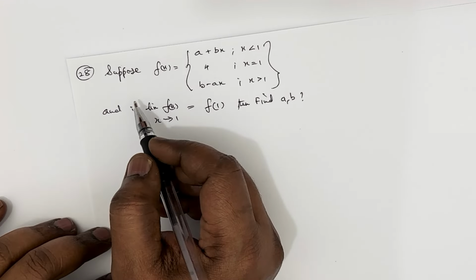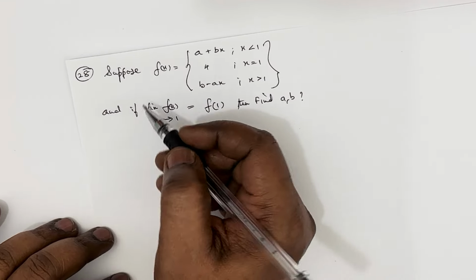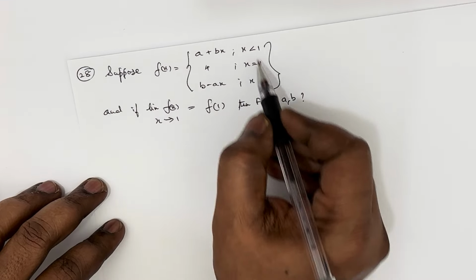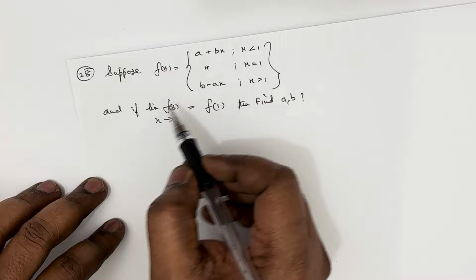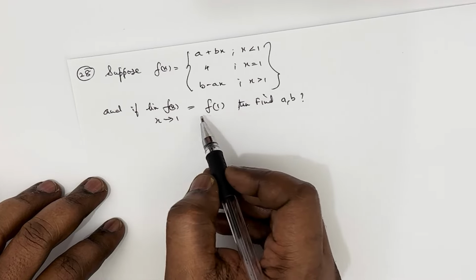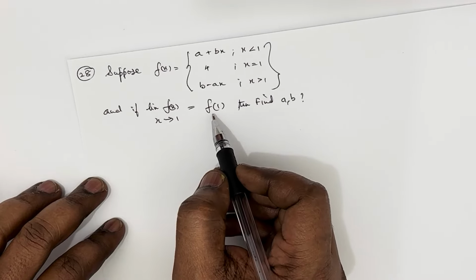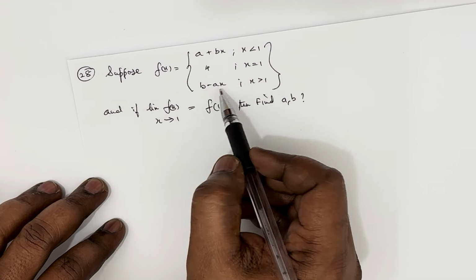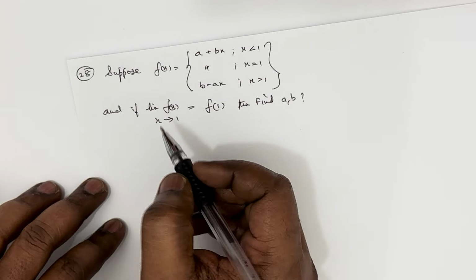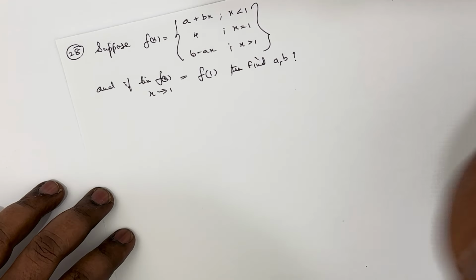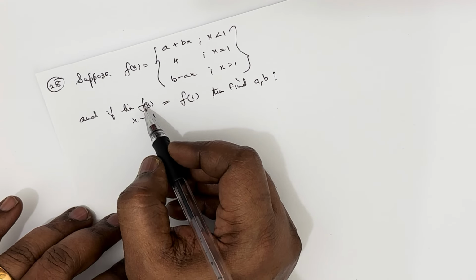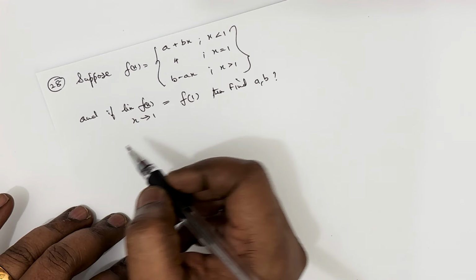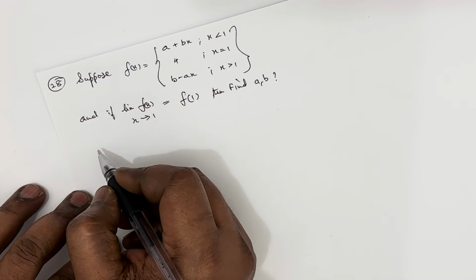Okay, let's do the 28th. Suppose the function is this, and if the limit of this function is equal to f of 1, or the value of the function when x is equal to 1, then find the values of a and b. Here it's already given that the limit of the function is equal to the function's value when x is equal to 1.